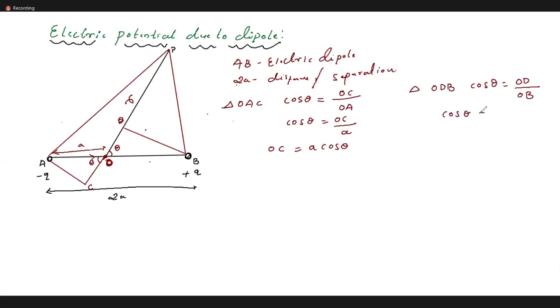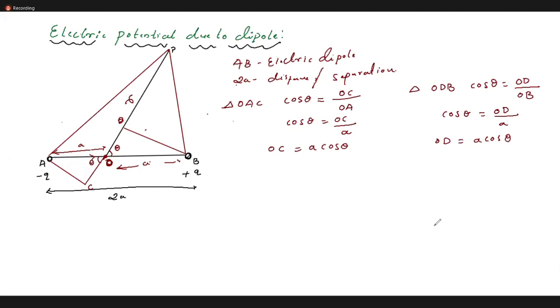Then cos theta is equal to OD divided by OB. OB value, let me write it as a, right? Then OD by a, so OD is equal to a cos theta. Right? OD is equal to a cos theta.